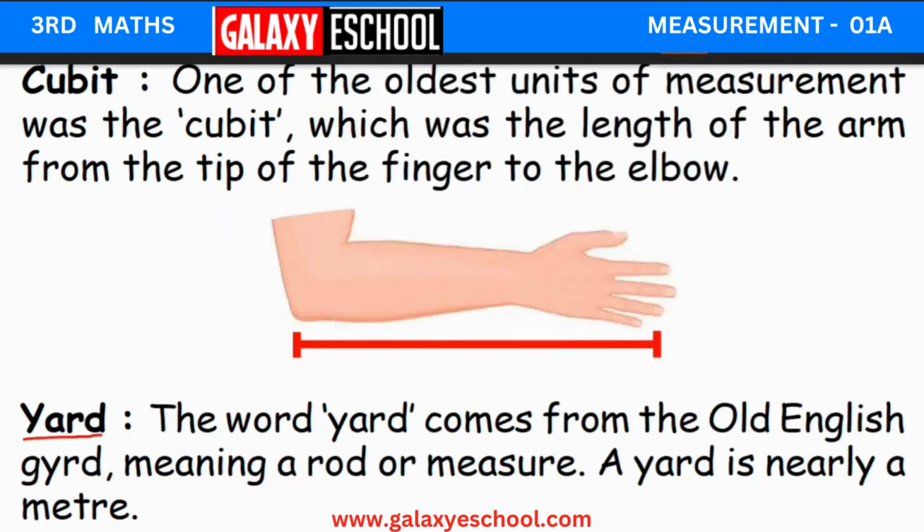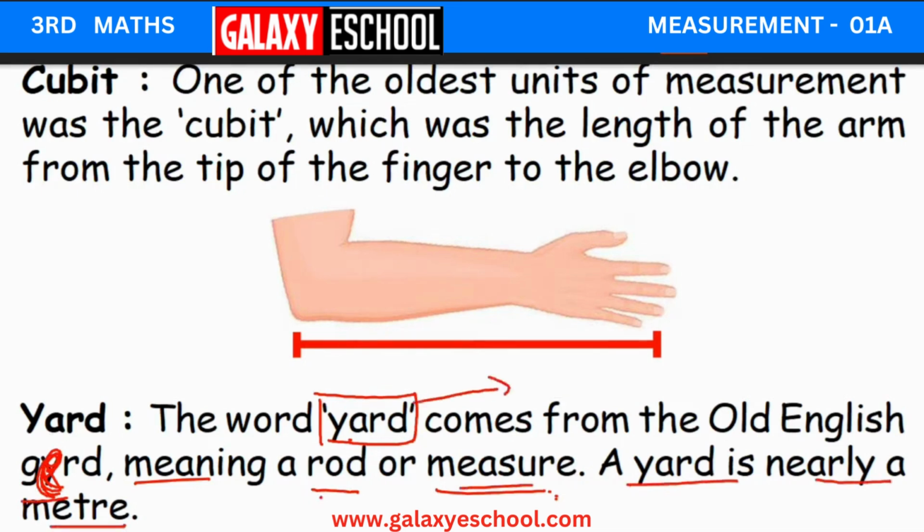Next one is yard. The word yard comes from the old English word, which means a rod or a measure. What is this children? The word yard is derived from the old English word, which means rod or a measure. A yard is nearly a meter. And how much distance does yard cover? Yard is almost equal to the distance of 1 meter. Yes, yard is not usually used in India. It's used in the US, Canada or the UK.